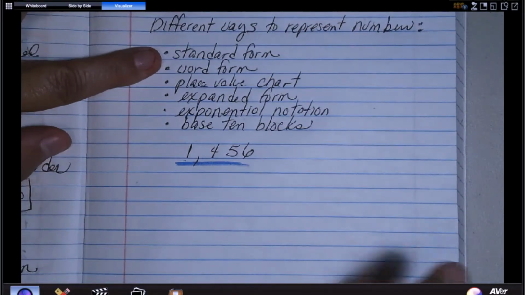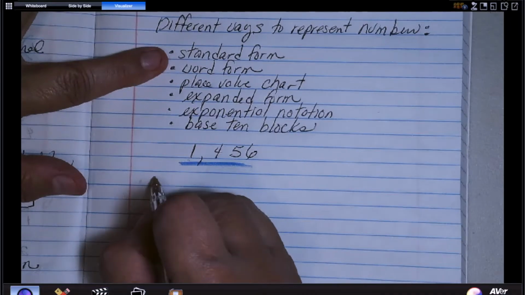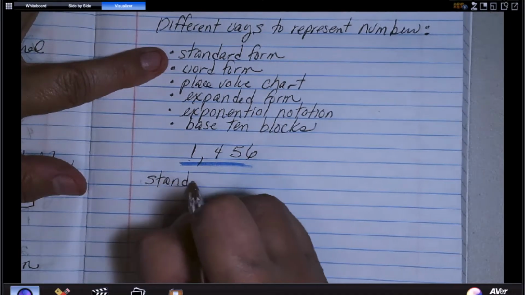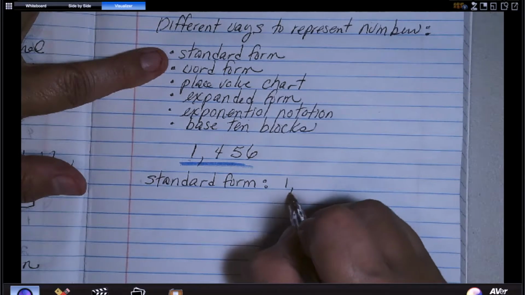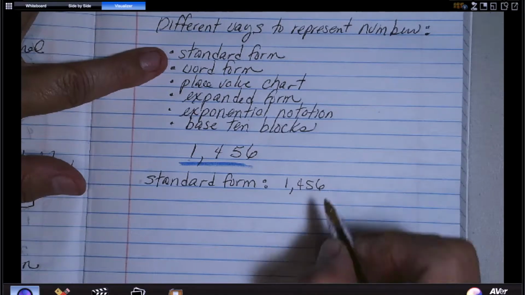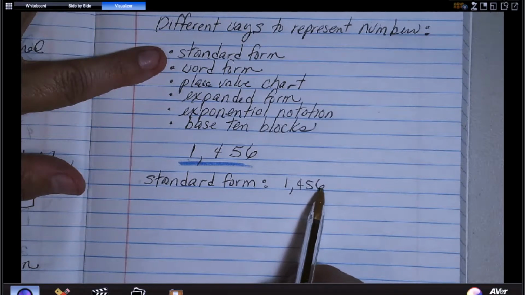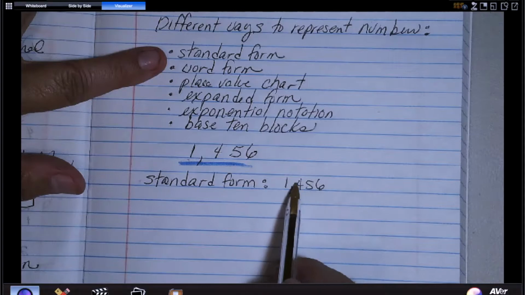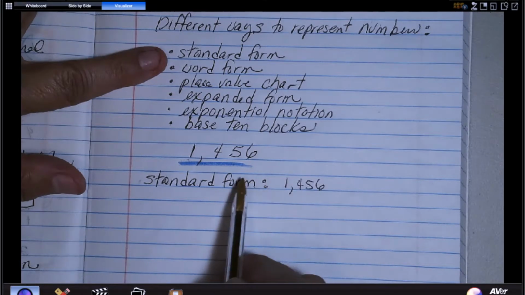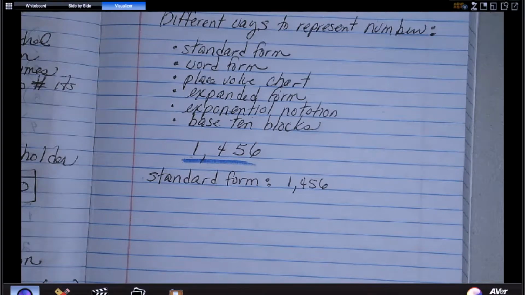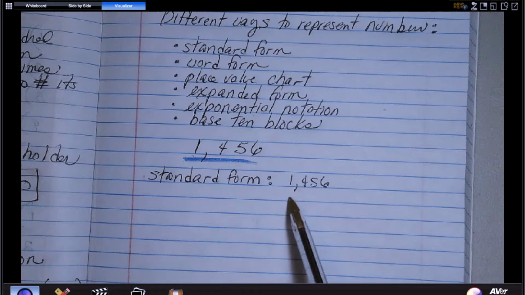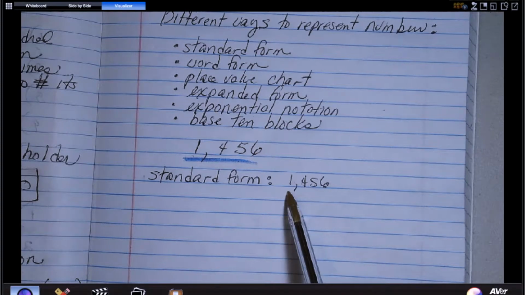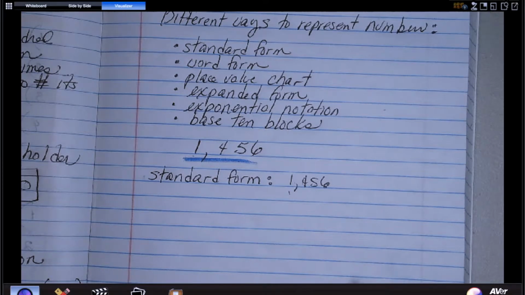Now the first one is standard form. Standard form is just good old-fashioned numbers. Notice that we do use a comma to separate the different periods. Remember, it's 1, 2, 3, comma. So this is the period. So we have a comma to separate the different periods. So we have the ones period, the thousands period, and then the millions period.